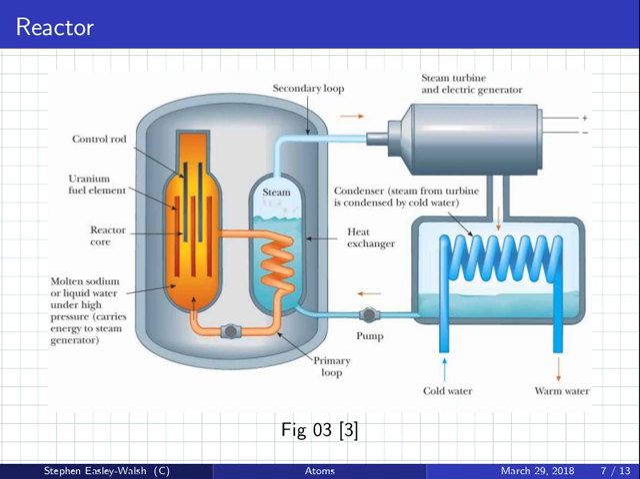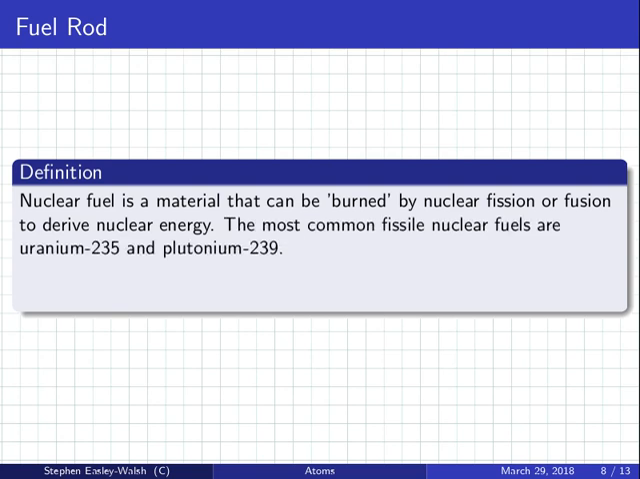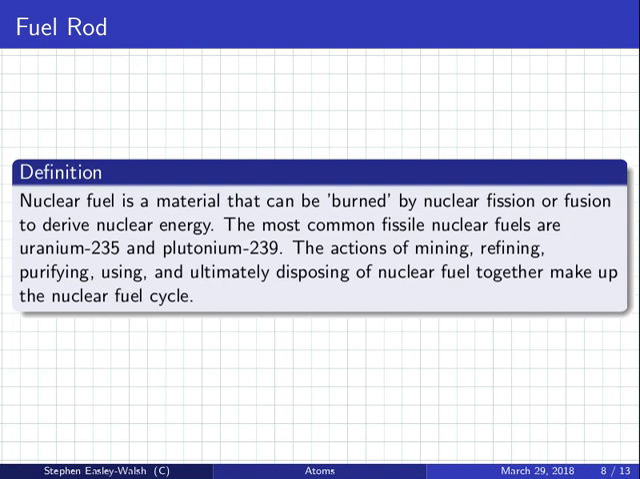Okay, continue. You have this drawing? Nuclear, so this uranium here, this is called the nuclear fuel, and it's the material that is burnt. Now, I put burnt in quotation marks because you don't burn it the same way you burn coal or oil. It naturally burns, it decays. The most common fuels are uranium and plutonium. This is what's used in nuclear power. The only thing you really need to know here is that uranium and plutonium are the common fuels for nuclear power. The other thing you need to know is that the process of mining, refining, purifying, using, and disposing is called the nuclear fuel cycle.